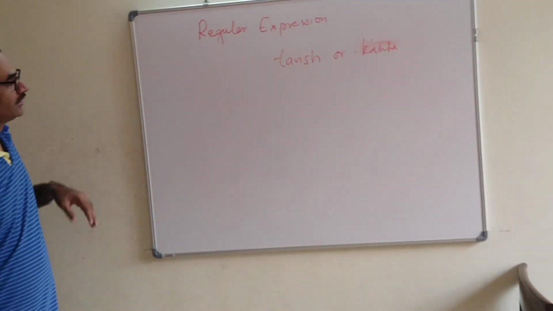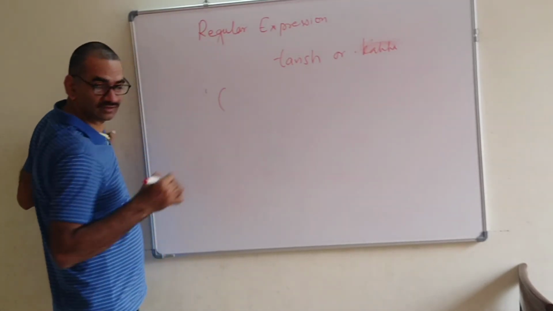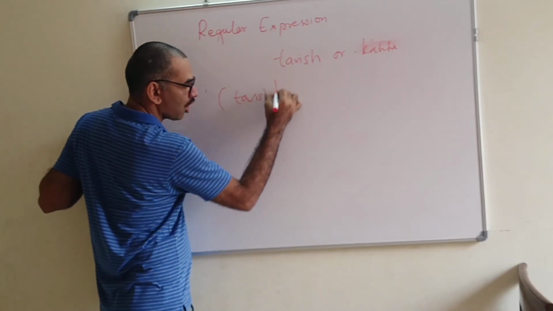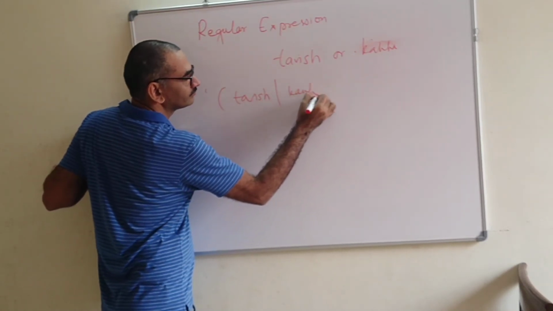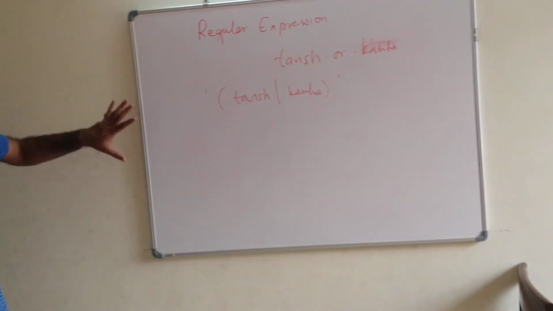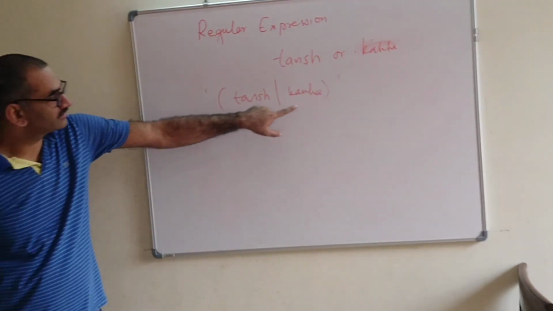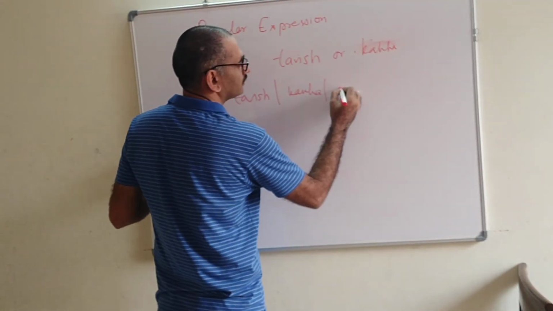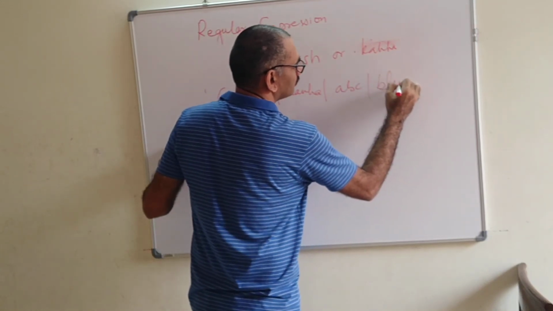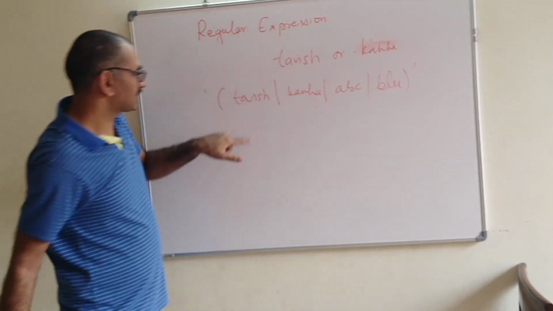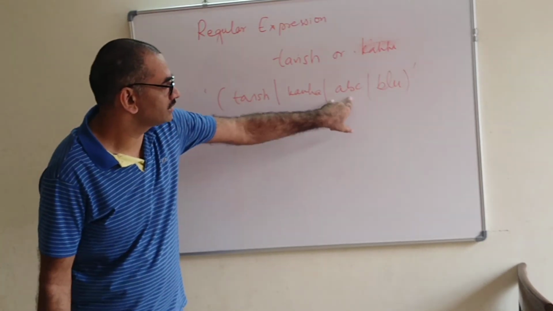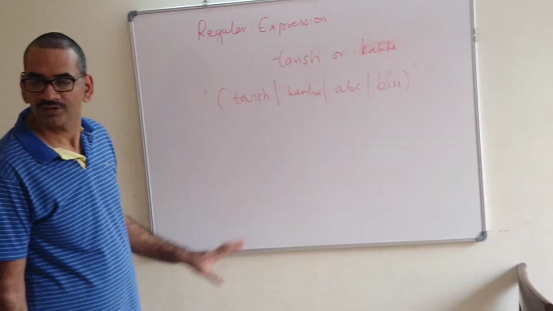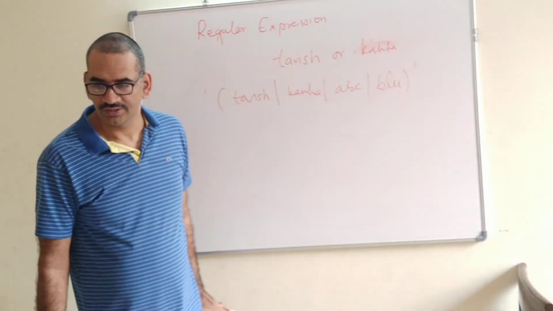Now, only these two. Then a way to specify is to start with this bracket, Tavish pipe Kana. What this means is, inside these brackets there are two options, either this or this. You can specify as many pipes as you want, which means either Tavish word or Kana word or ABC word or Blue word. Got it? So pipe also has a special meaning. It specifies or conditions. Okay, cool.